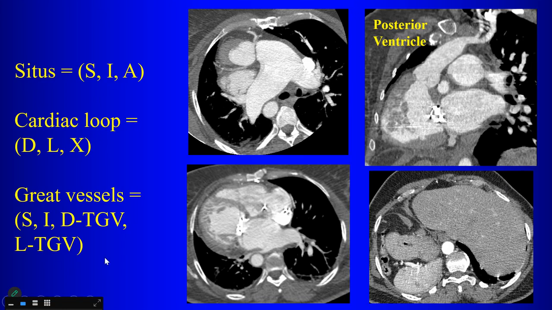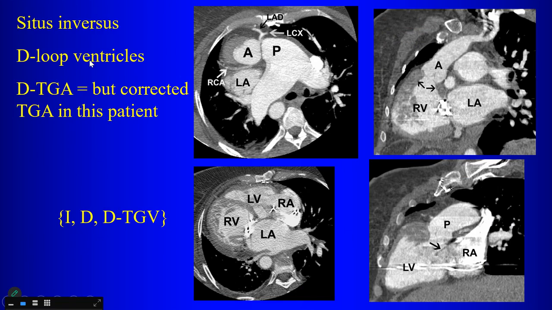The great vessel relationship here, right? We said that there's transposition. The aorta is on the right of the pulmonary artery here, right? But it formed from a D loop, you know that. So this is D transposition. So this is somebody with congenitally corrected transposition, but it's a D transposition because the patient has situs inversus. Do we understand that? So situs inversus, D loop ventricles, D transposition, but in this case it's congenitally corrected.